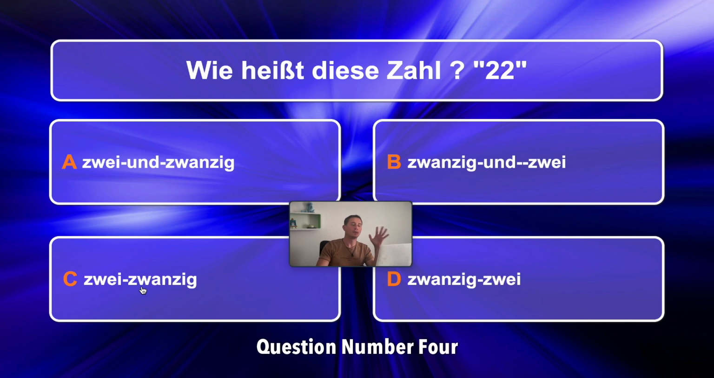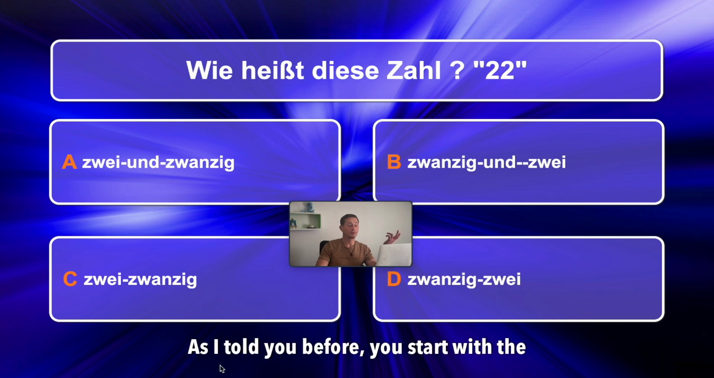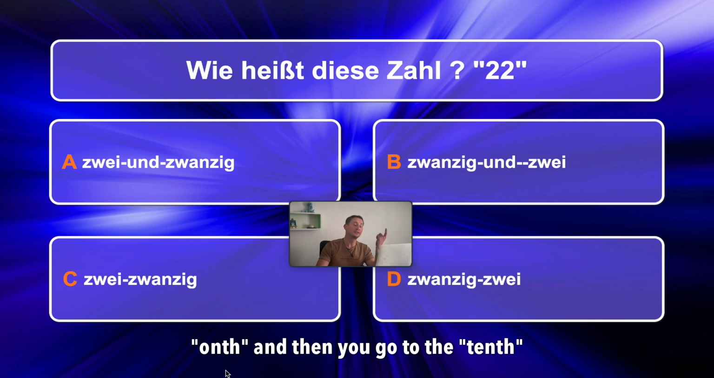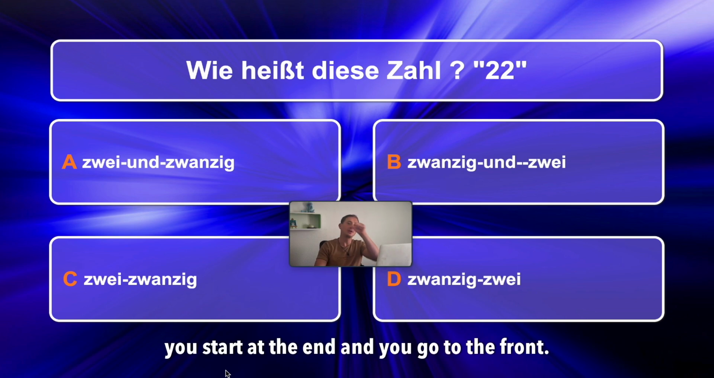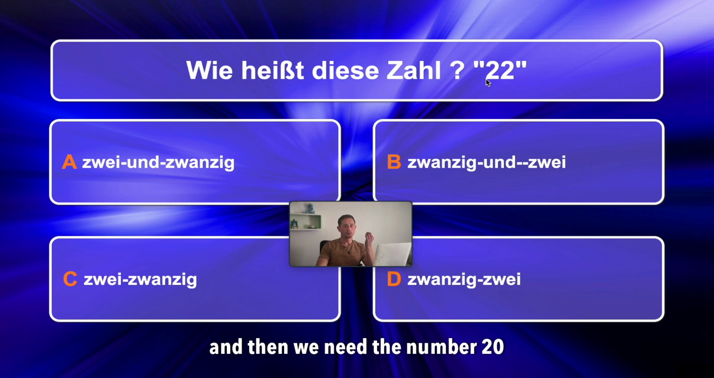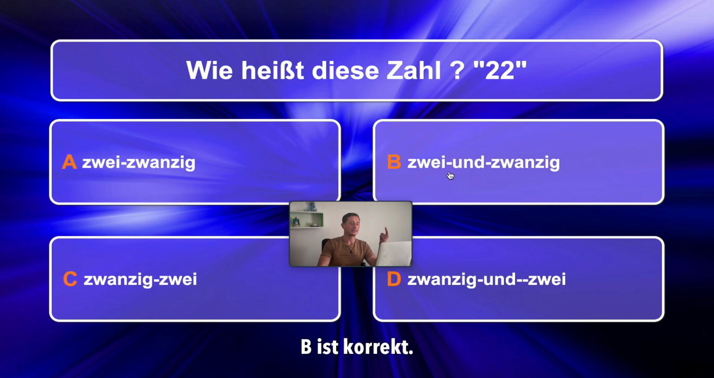Question number 4. Wie heißt diese Zahl? As I told you before, you start with the ones and then you go to the 10th. You start at the end and you go to the front. So we need the number 2 and then we need the number 20. 2 und 20. B ist korrekt.